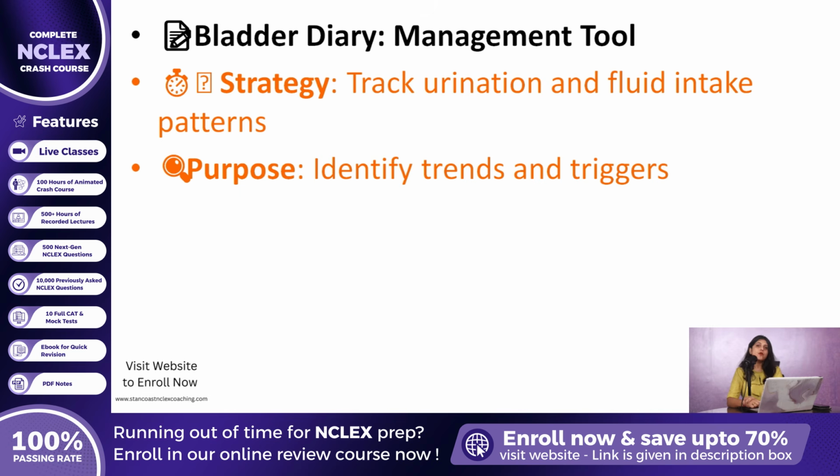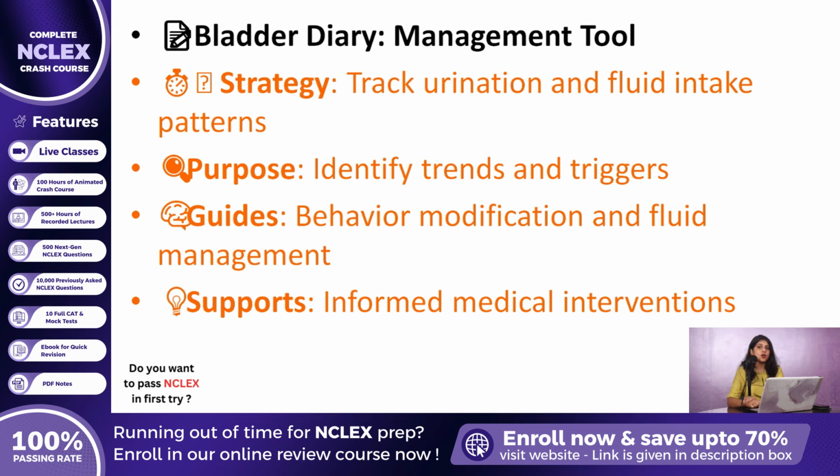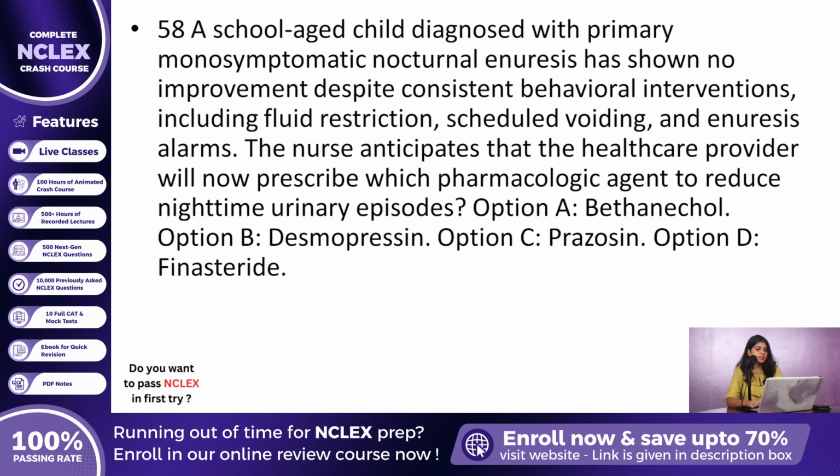Continuing to question 58, we examine pharmacologic intervention for nocturnal enuresis. A school-aged child diagnosed with primary monosymptomatic nocturnal enuresis has shown no improvement despite consistent behavioral interventions, including fluid restriction, scheduled voiding, and enuresis alarms. The nurse anticipates that the healthcare provider will now prescribe which pharmacologic agent to reduce nighttime urinary episodes?